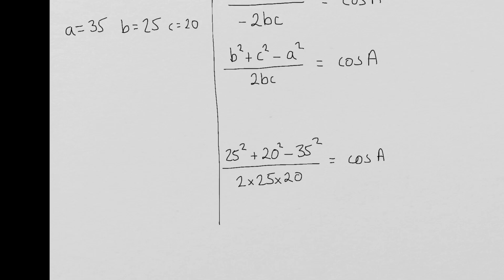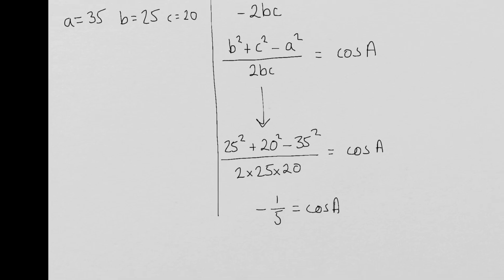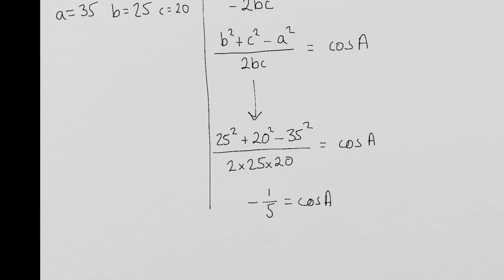So get out your calculator and type all of those in. And remember, you must show this step here, where you've gone from the formula to substituting in the values, because that will get you a method mark. So hopefully we've got minus 1/5 is equal to cosine of A, or that is the same as minus 0.2.